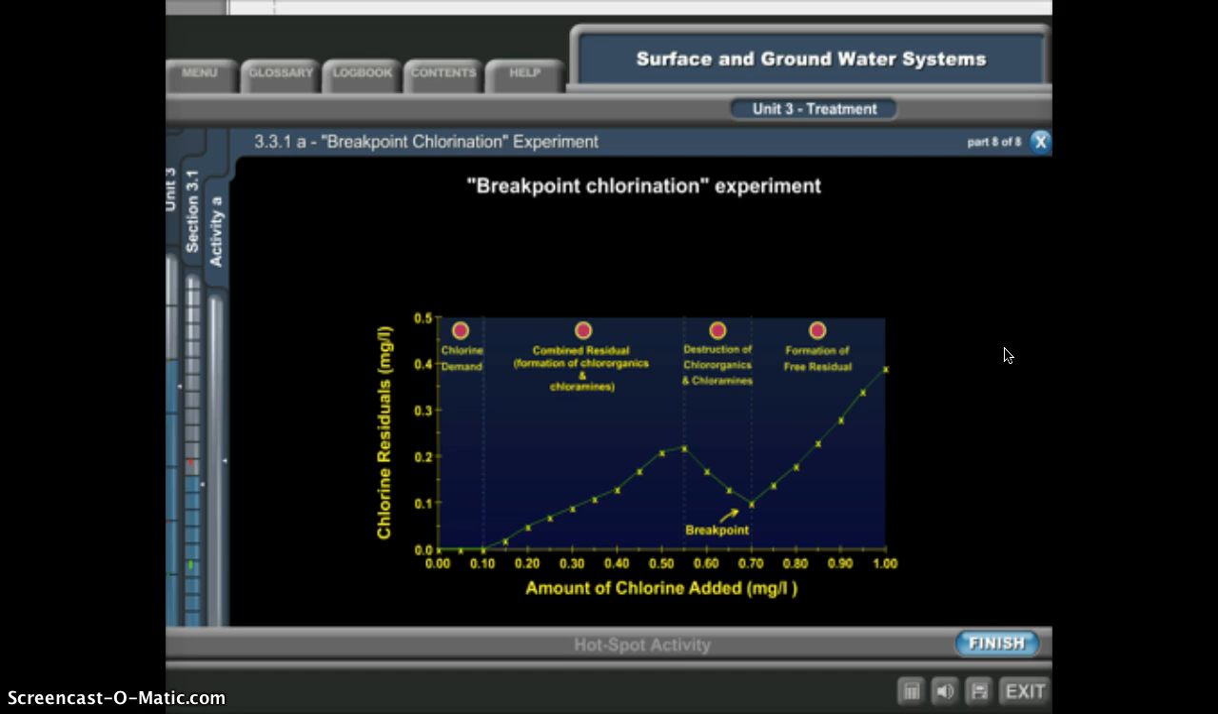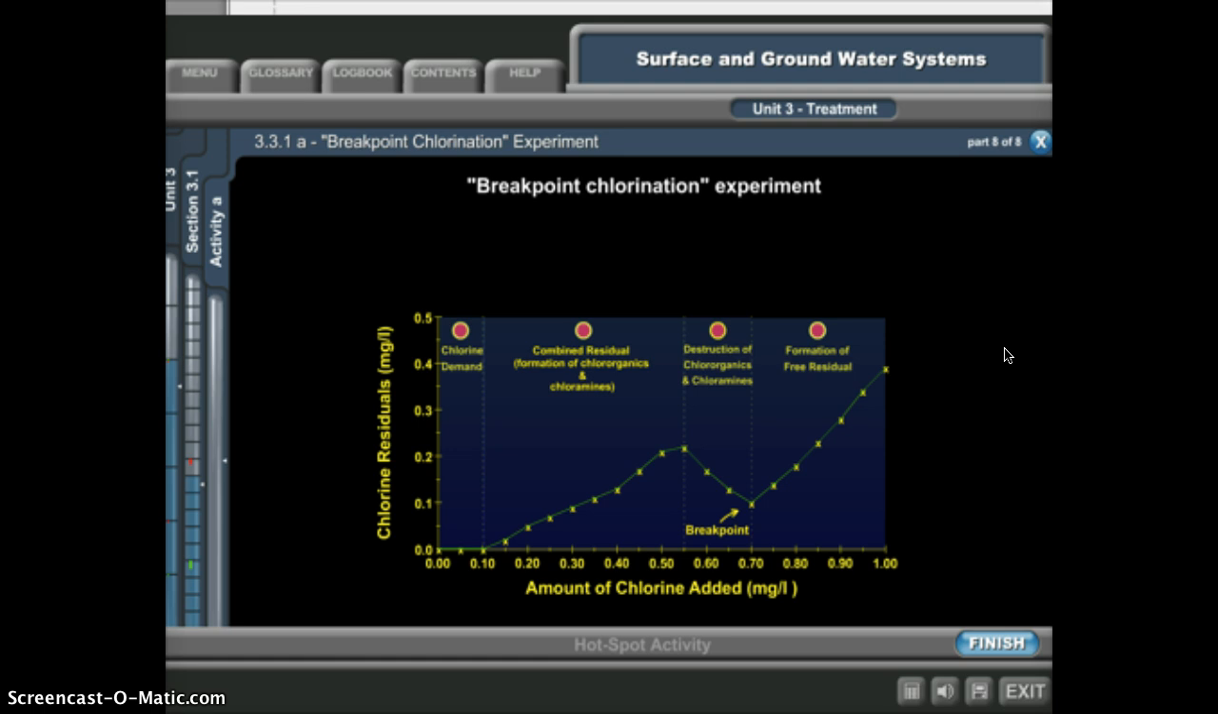Now, the graph that you see here shows what happens when chlorine, either gas or hypochlorite, is added to water. First, between points 1 and 2, the water reacts with reducing compounds in the water, such as hydrogen sulfide. These compounds use up the chlorine, leaving no chlorine residual. You see where there's nothing left. The line is at the bottom there.